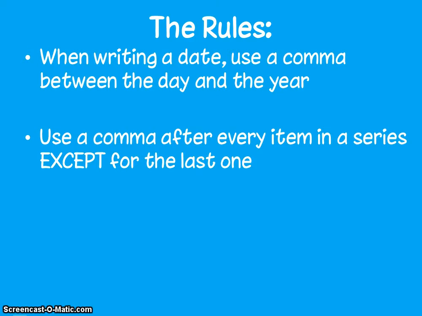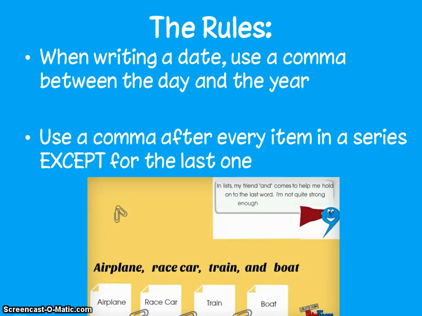We also need to use a comma after every item in a series, except for the last one, if we're writing a list of things. Let's look at the example below. If I were going to write this in a sentence, I'd need to separate airplane, race car, train, and boat with commas. If I didn't, it would look like I would have an airplane race car train boat, which seems a little bit hard and difficult to picture in my mind. I don't know about you.